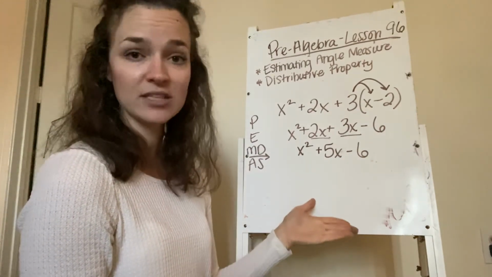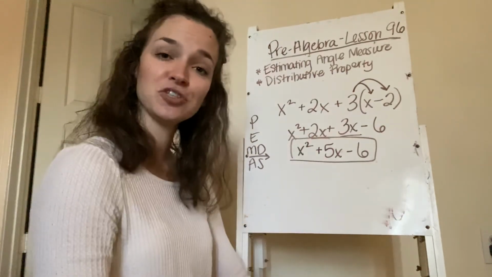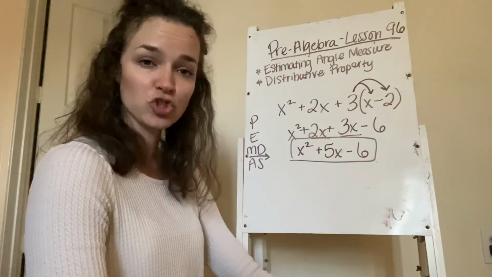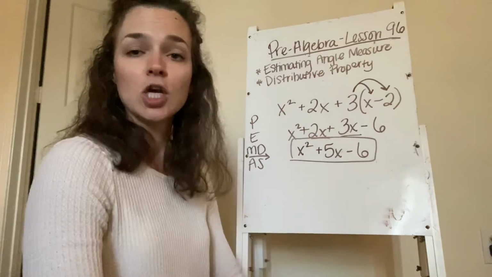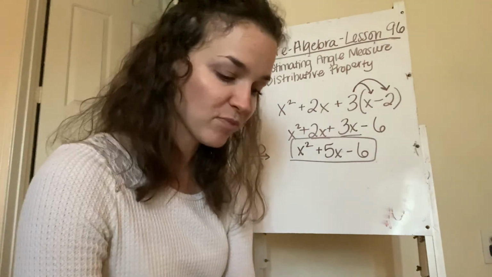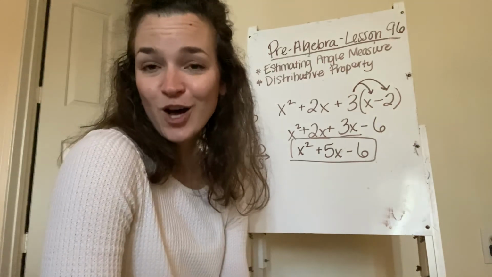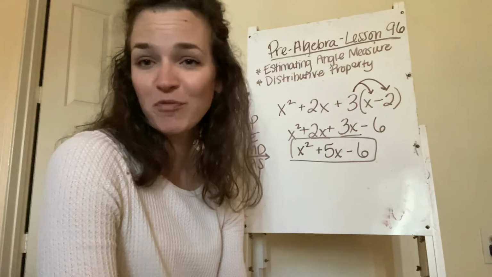None of those are like terms. So that is all she wrote. That's your answer, because you can't simplify anything else there. So if you are done simplifying and you're left with 3 terms, then that's your answer. So always just make sure that you've simplified as far as you possibly can, but that's all that you can do. So that's it. That's estimating angle measures and distributive property.